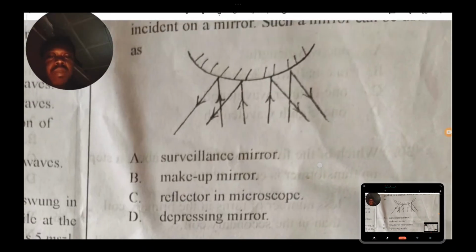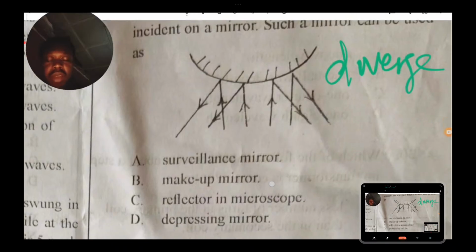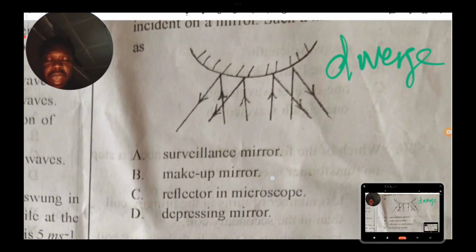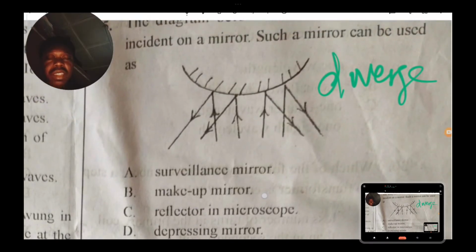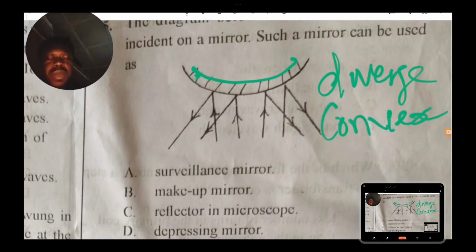We have surveillance mirror, we have makeup mirror, we have reflector, a microscope, we have depressing mirror. If you observe this particular mirror, the reflected rays, you can see that they are diverting. They diverge. Okay? You can see from the options we are having, they diverge. And if that is the case, the mirror, if you observe, is it concave or convex? Based on the part that is used, you can see the coated area here. So this is a convex mirror.